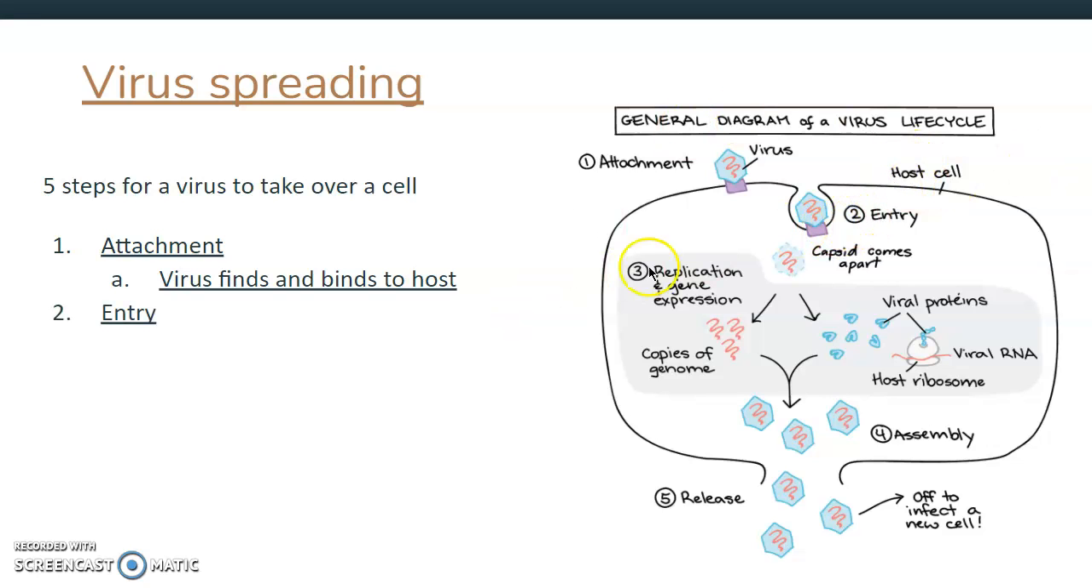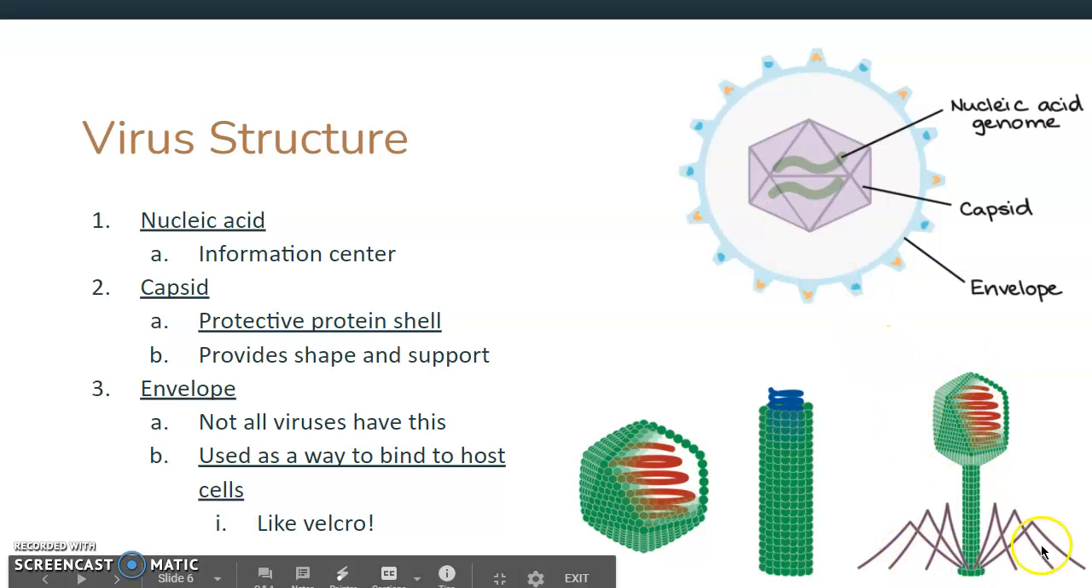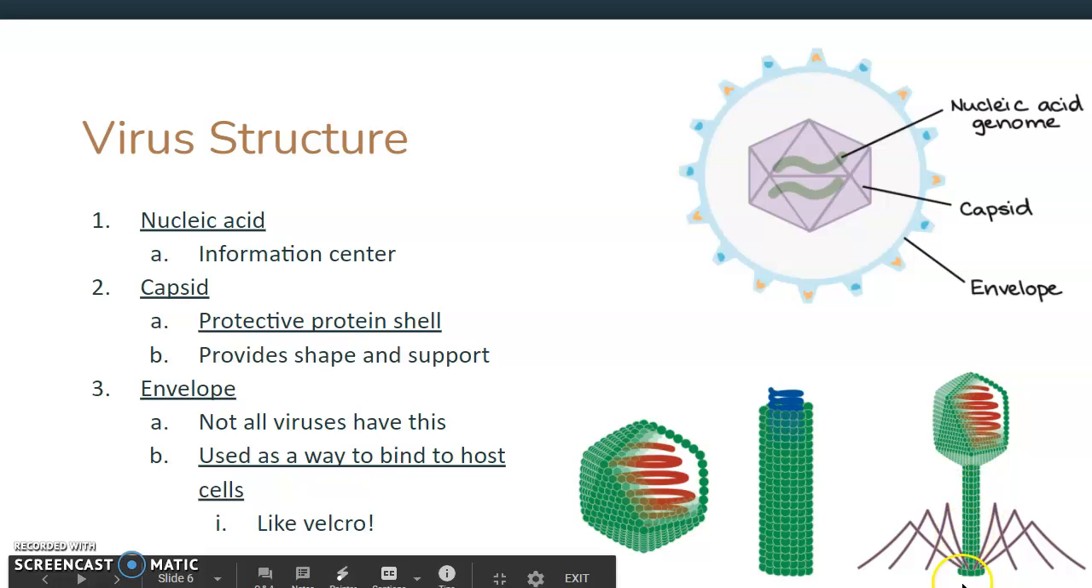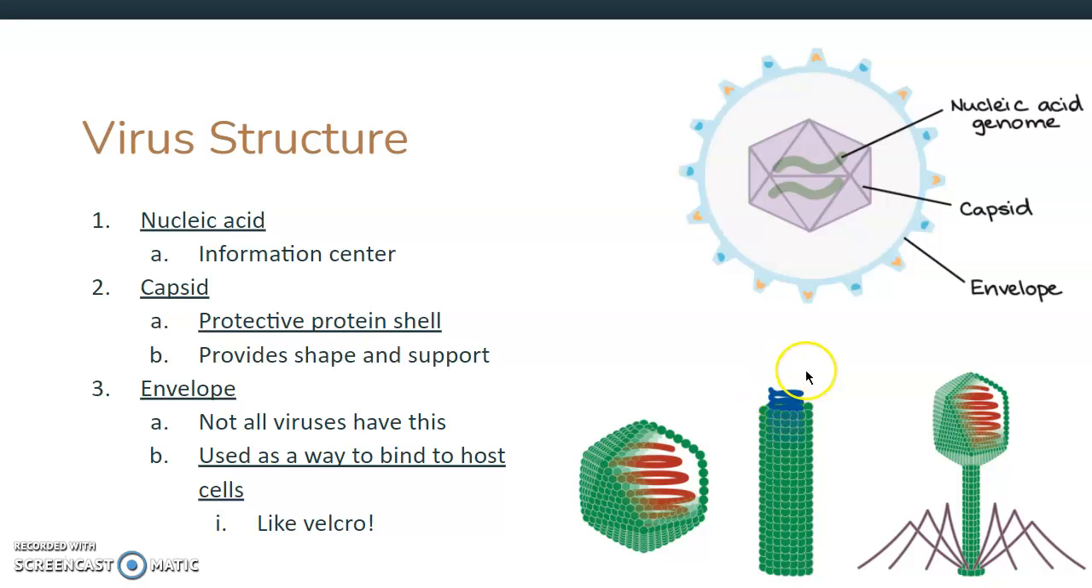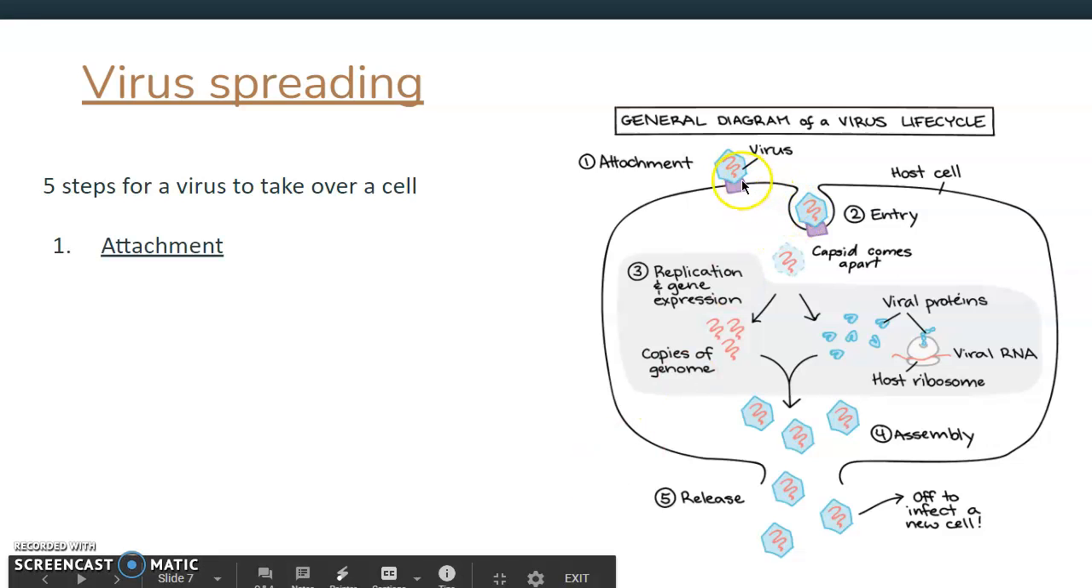Then the second part is entry. There's a couple different ways this can happen, but the virus pushes its DNA or RNA into the cell, or the entire virus comes in as well. So when we talk about this kind of structure, this would push all the DNA through this little hole, whereas this one might drill its way all the way into a cell, and this one would probably look much like our picture where it finds a way and pushes its way into the cell.